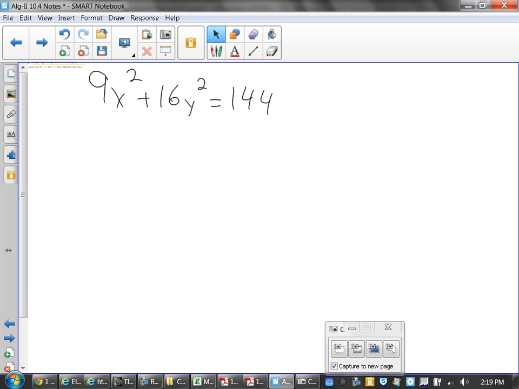According to the generic formula that you have on the sheet in front of you, the formulas for the ellipses always equal 1. Would you agree? And they always have fractions, right? So I want to make that equal to 1, and I'm not going to subtract 143. What am I going to do? Exactly. Divide everything by 144.